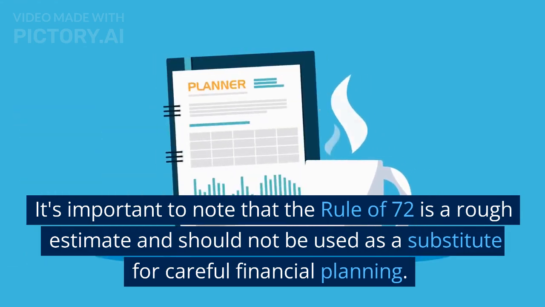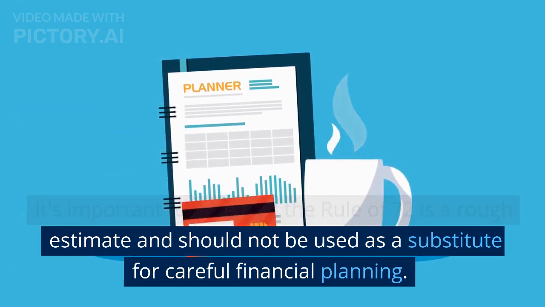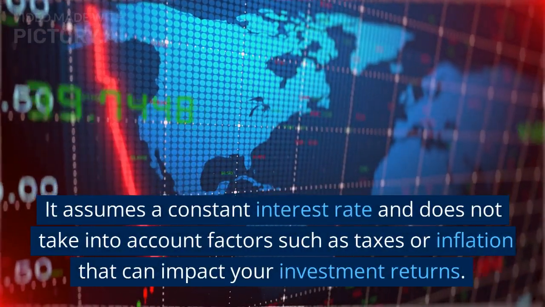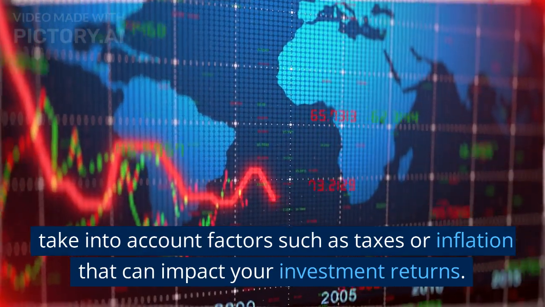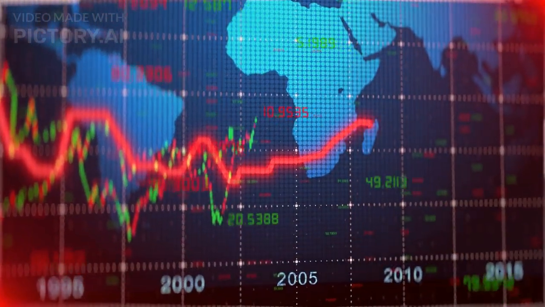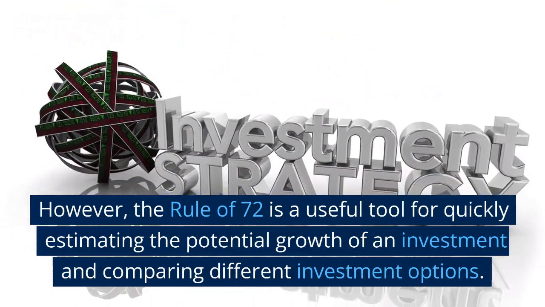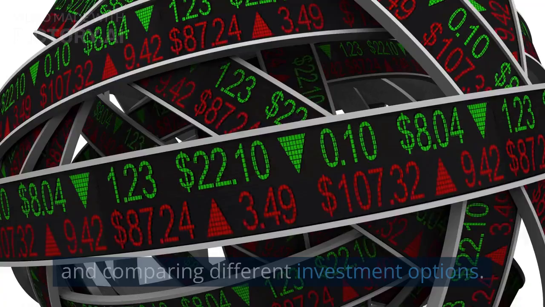It's important to note that the Rule of 72 is a rough estimate and should not be used as a substitute for careful financial planning. It assumes a constant interest rate and does not take into account factors such as taxes or inflation that can impact your investment returns. However, the Rule of 72 is a useful tool for quickly estimating the potential growth of an investment and comparing different investment options.